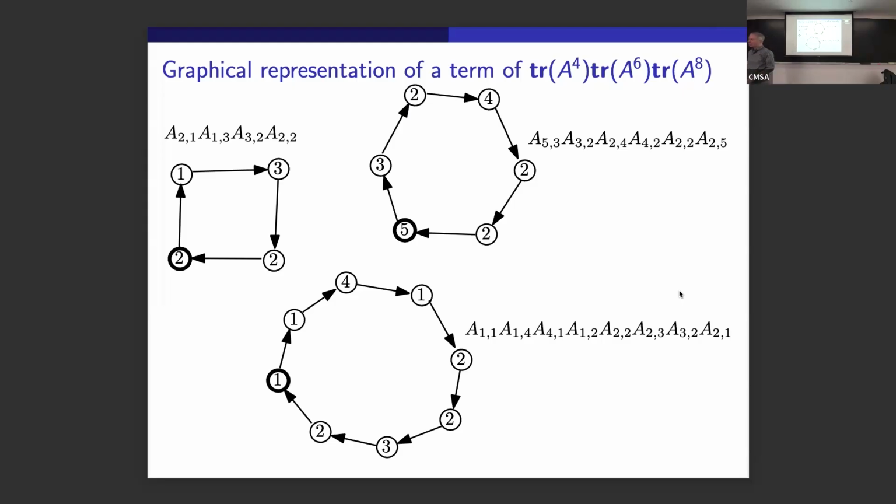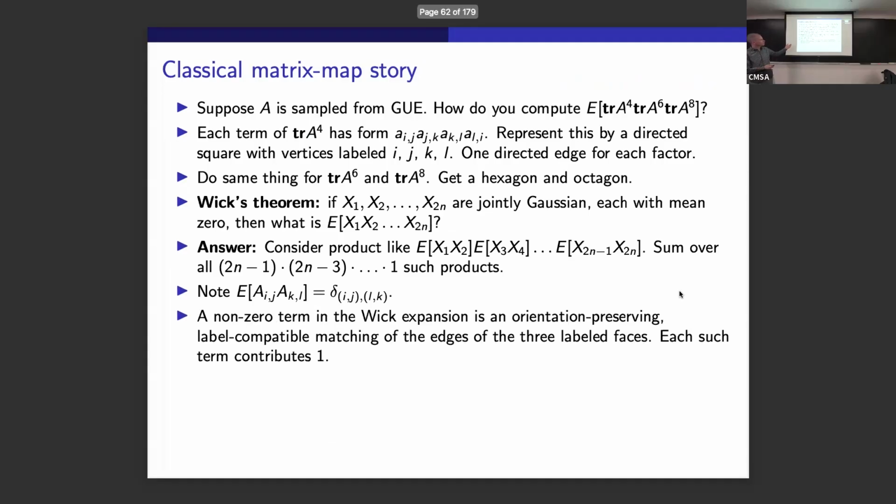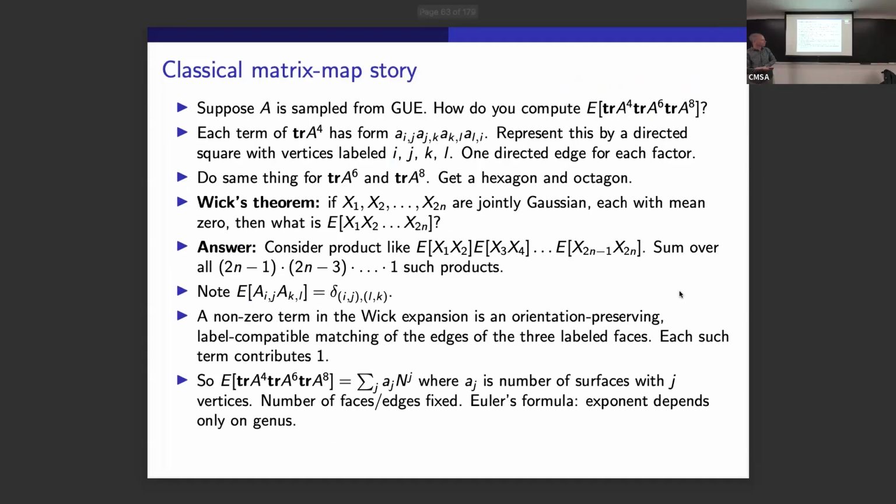Okay. So maybe if you got nothing else out of this talk, you at least learned this classical story that goes back several decades, which gives you the first glimpse of why something about expected traces of random matrices should be equivalent to something about these random surfaces, sums over surfaces. Well, okay, so that's the story. It's Wick's theorem. I'm just putting up on the screen everything that I just said in words. So finally, this expected trace at the end is a sum of a_j N^j, where a_j is the number of surfaces with j vertices.